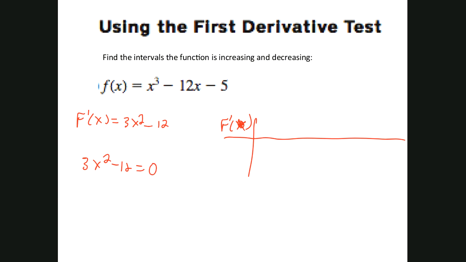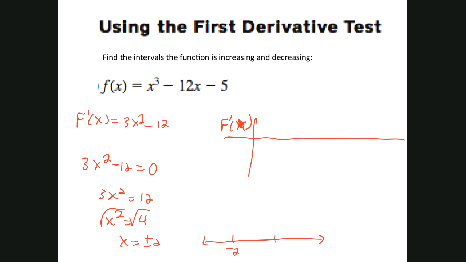Bring the 12 over. 3x squared equals 12. Divide through by 3: x squared equals 4. Take the square root of both sides. x equals plus or minus 2. So now I know my intervals. Sometimes when I first start teaching kids this in AB Calc, I have them set up a number line. So my answers are -2 and 2.